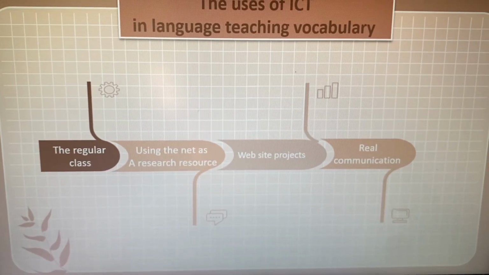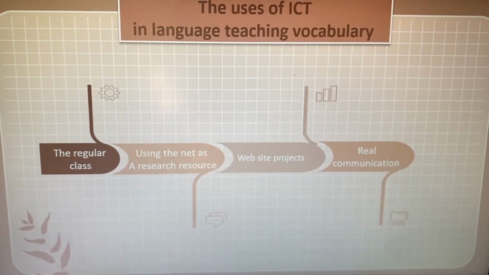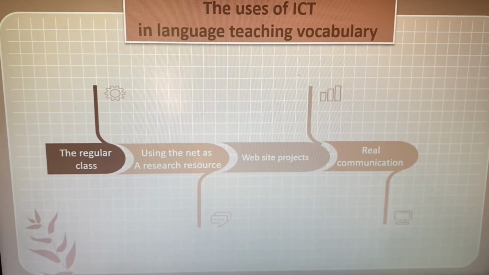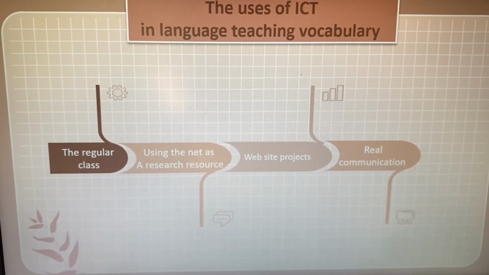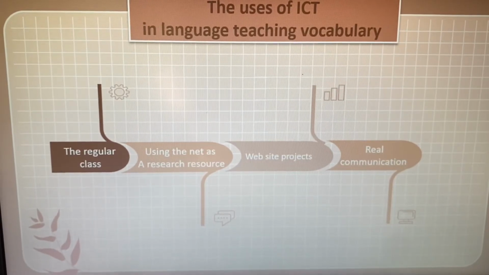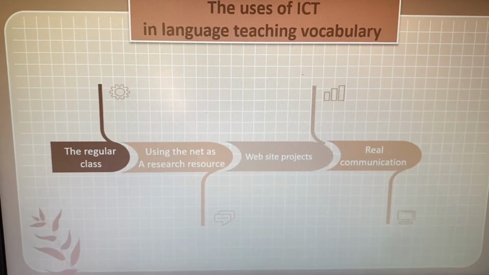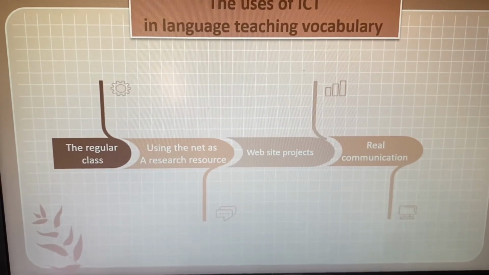And the last, real communication. Students always like to email their job, which is called key pal. They can do this with their friends abroad and communicate about their culture, to use modern word combination and exchange cultural information.